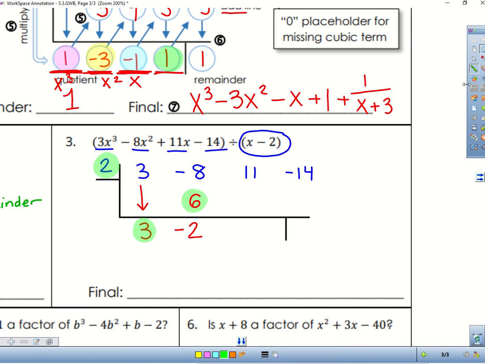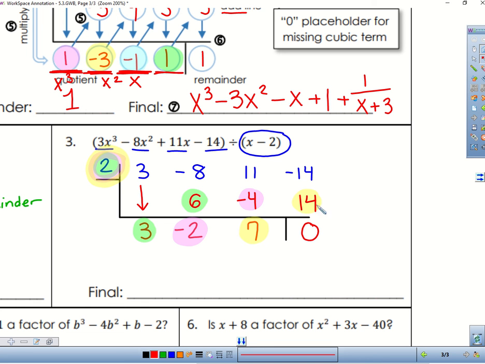Good. Now, once again, multiply. What is 2 times negative 2? -4. Now you add. What's 11 plus negative 4? 7. Good. Multiply again. What's 2 times 7? 14. Combine, you get a remainder of 0. Good. Make sense?